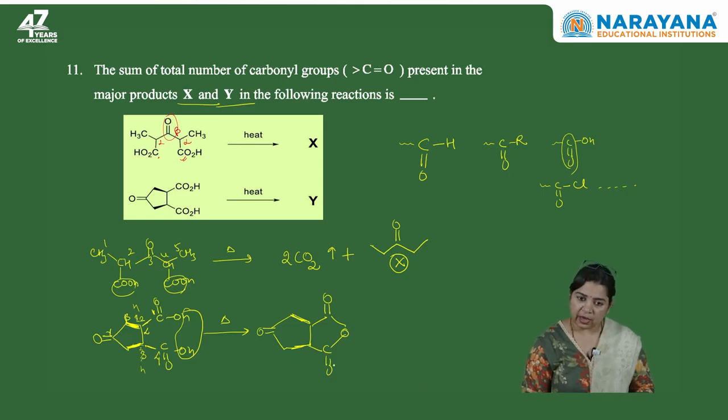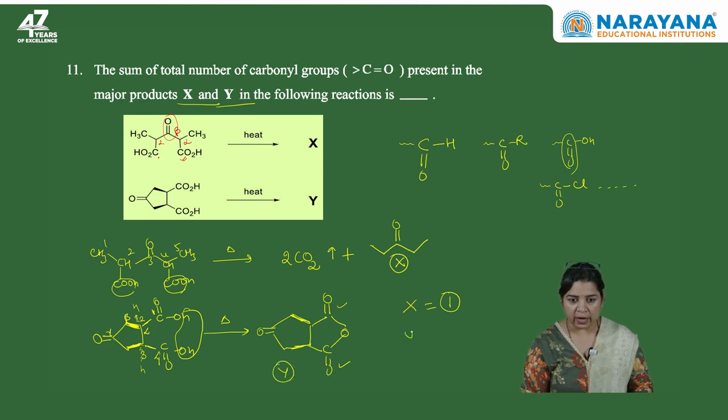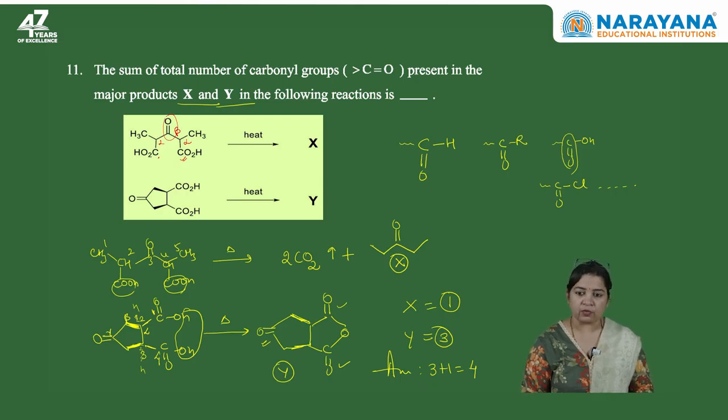Now in this anhydride, how many carbonyls will you take? 1 and 2. Okay, so in X we have got 1 carbonyl. This is our Y. In Y we got 1, 2 and this original one, a total of 3 carbonyls. We had to answer as the sum of these two. So the answer we'll put is 3 plus 1, 4. Is that clear? The answer we have to mark is 4.